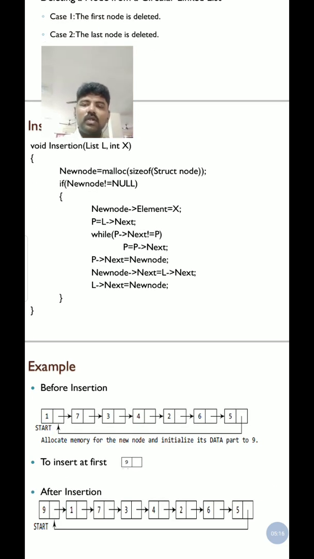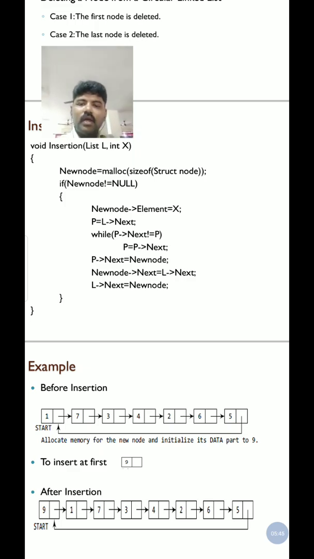Initially, before insertion, this list contains 7 elements: 1, 7, 3, 4, 2, 6, 5. I am going to insert the element 9 at first. So the 9 will be placed at first, and you have to make only one change. You have to change the address field of node 5.